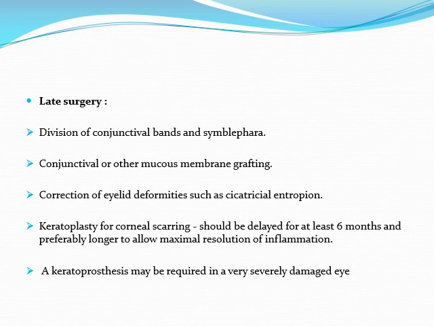Then keratoplasty for corneal scarring should be delayed for at least 6 months and preferably longer to allow maximal resolution of the inflammation. A keratoprosthesis may be required in a very severely damaged eye. As a UG student, I don't expect much from UGs related to all these treatments. They can just mention the principle in one line, but from PGs I expect detail about keratoprosthesis. Boston's keratoprosthesis or Kentucky, whatever different types of keratoprosthesis, how they work, what is their technique, and what are their complications of keratoprosthesis.